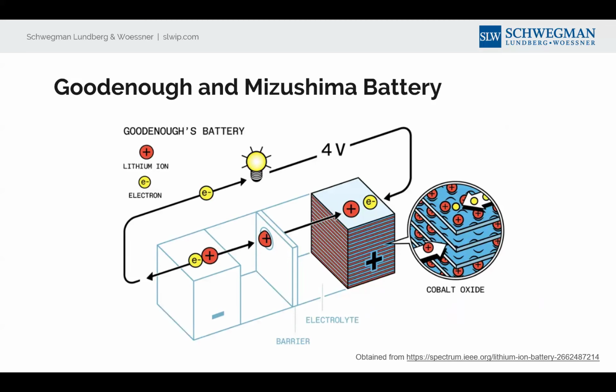Okay, and here's a schematic of the Goodenough and Mizushima battery. You can see the cobalt oxide. They're using the same anode as was used in the Whittingham battery, but this was a fairly revolutionary design. Next slide.